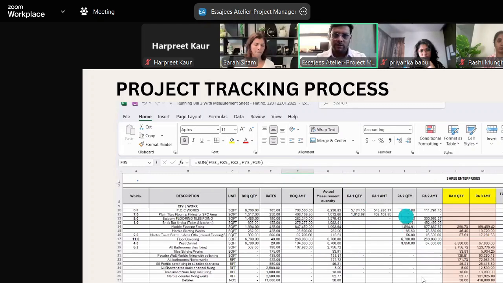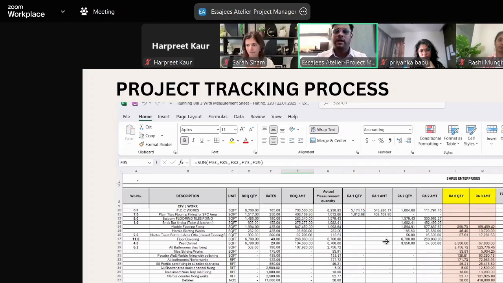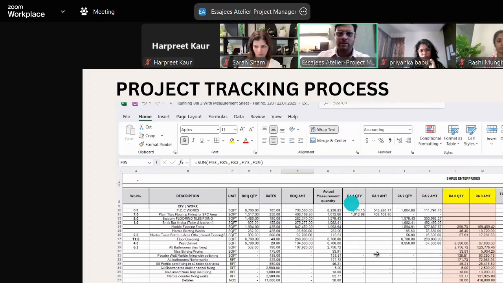In RA2, this was the quantity, and then in RA1, 2, 3, this is the total quantity. So we don't miss out, because many times it happens that a measurement was taken in the last running bill. So we have the document to show whether this dedicated area measurement was taken or not. So this will justify. So this is RA1, RA2, RA3. And when the final bill comes, there will be a final RA.